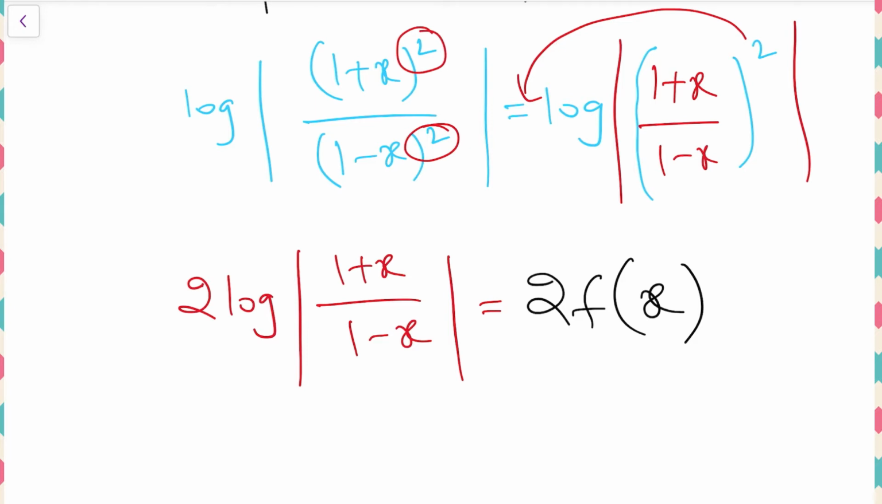Now let us move to question number 5. Set A is given as {-2, -1, 0, 1, 2}.